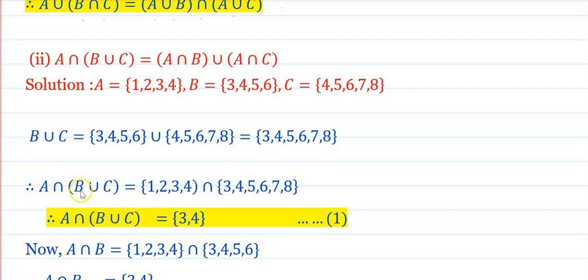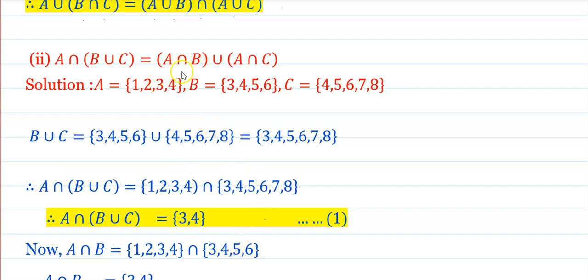A intersection (B union C). Now the common elements from these two sets: 1 is not common, 2 is also not common, 3, 4 are common. Therefore, A intersection (B union C) is {3, 4}. Next, what we want to calculate? A intersection B. Now this is the left hand side.